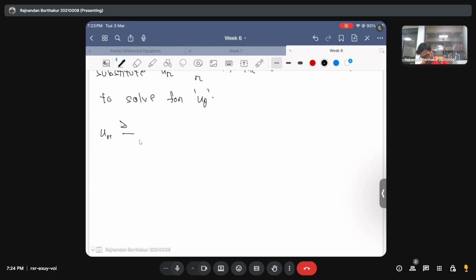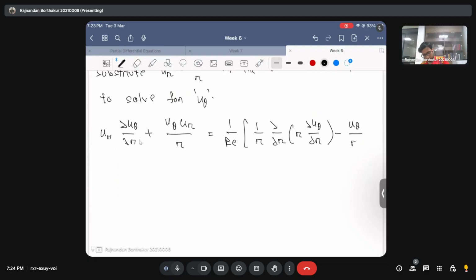So it is u_r times del u theta by del r plus u theta u_r by r, and this is equal to 1 upon Reynolds number times 1 by r del r of r times u theta by r minus u theta by r squared. And we will use the fact that this u_r is going to be equal to minus of 1 by r, and then this u_r is also going to be equal to minus of 1 by r. So if we substitute, let's see what do we get.